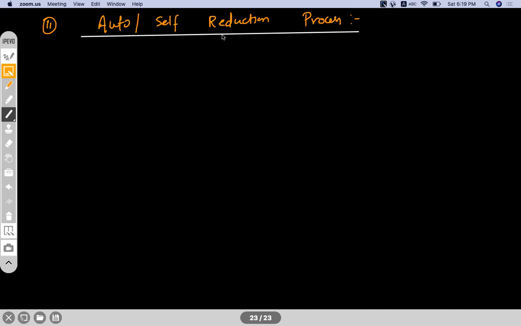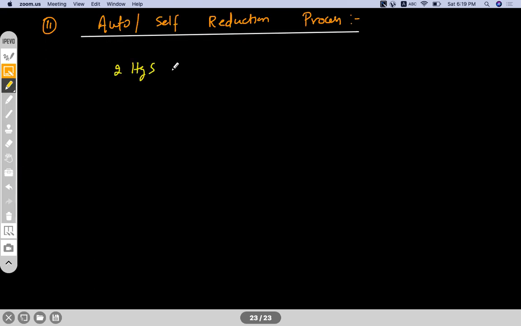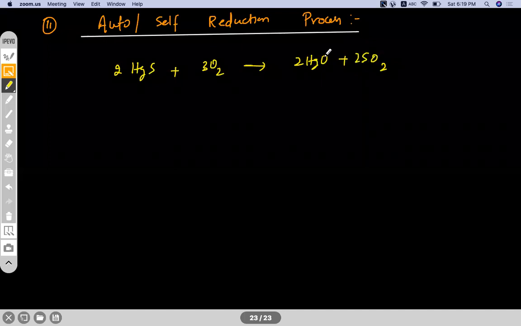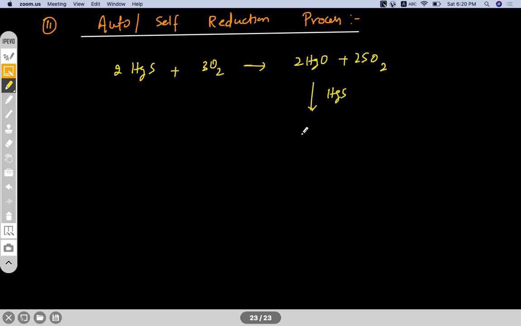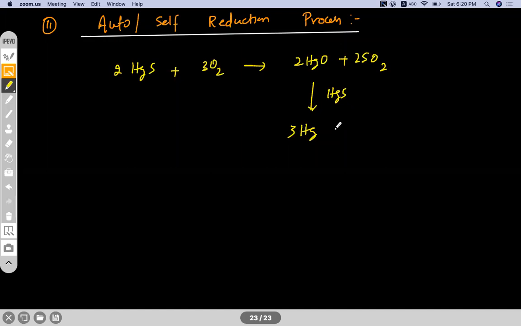So for metal sulfides, in this auto or self reduction, we don't require any external agent. The reaction is 2HgS heated in presence of air with 3O2 gives HgO and SO2 first, sulfur dioxide and oxide, which further reacts with HgS and converts into metal plus SO2. So some part of it converts into oxide, which then again reacts with the sulfide itself and converts into metal.